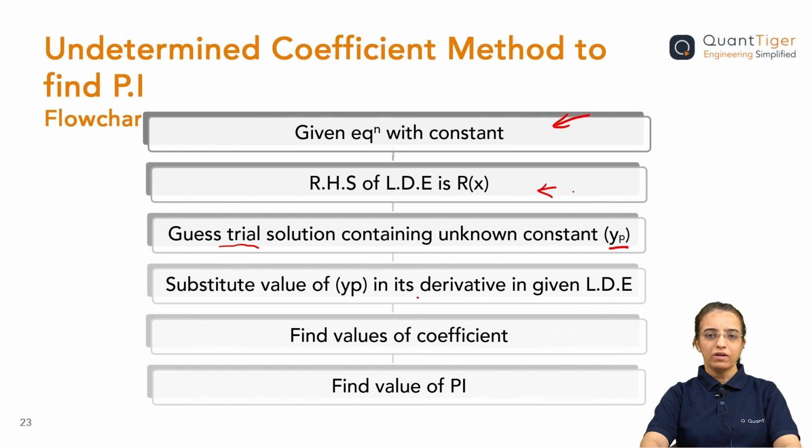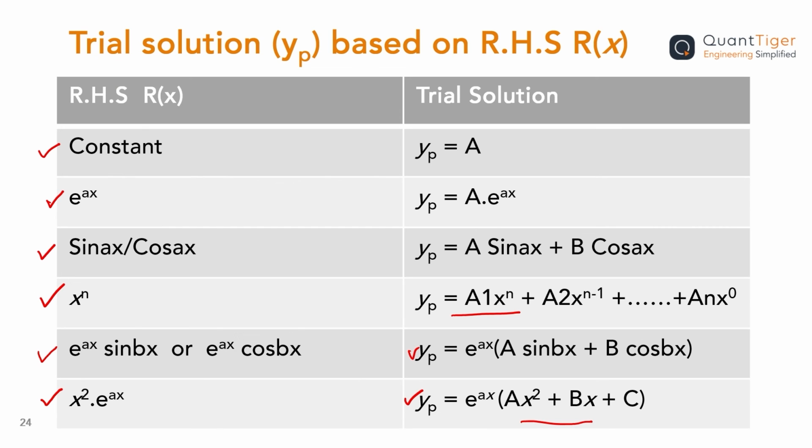The only important part in this method is that you have to remember the steps we have to follow, and the other thing is the table: what trial solution we have to pick depending on whether a sine function is given, an exponential is given, a constant, or zero. Depending on that we have to pick the trial solution. That is the important step in this whole method.